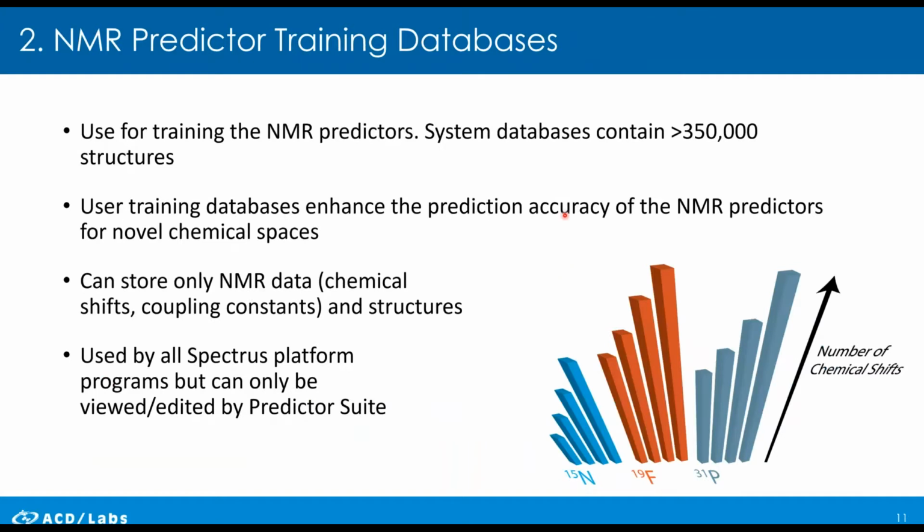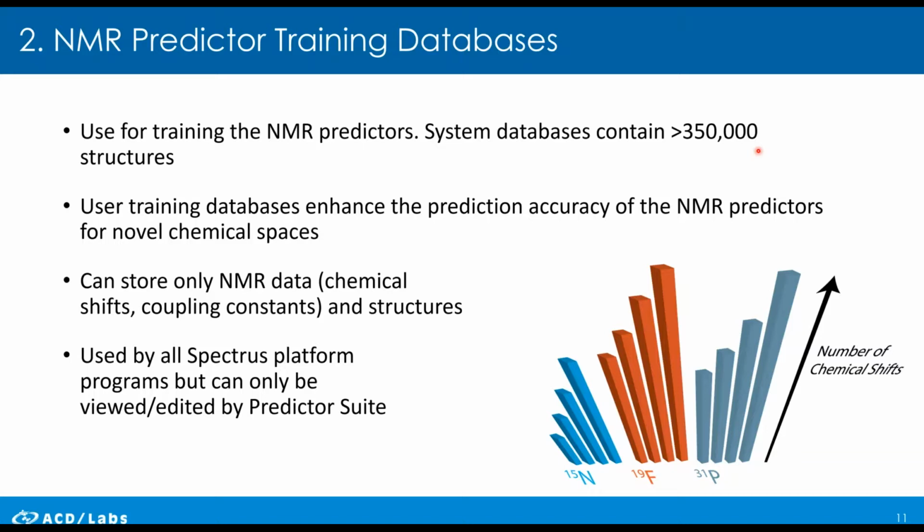The NMR predictor training databases. These are the databases that are used for training the predictors. The current version of the system databases that come with the software contain more than 350,000 structures, and we keep adding structures every year with every software release. Our databases contain data for structures that are generally known.